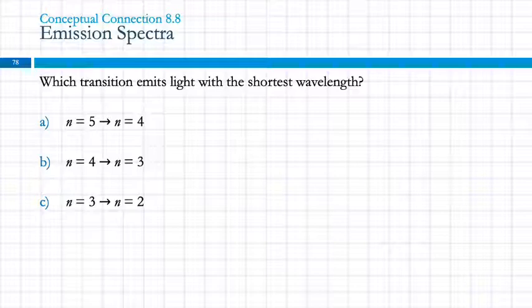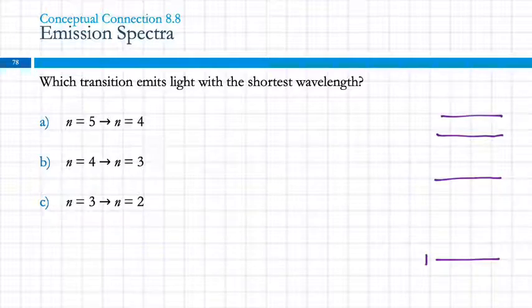Now, this kind of question could show up on an exam. Which transition emits light with the shortest wavelength? So what we need to remember is that as we're going up, they're getting closer together. So going from the 3rd floor to the 4th floor is maybe $10 a night extra. But going from the 1st floor to the 2nd floor is $40 a night extra. Right? So the difference is less as you go up and up.